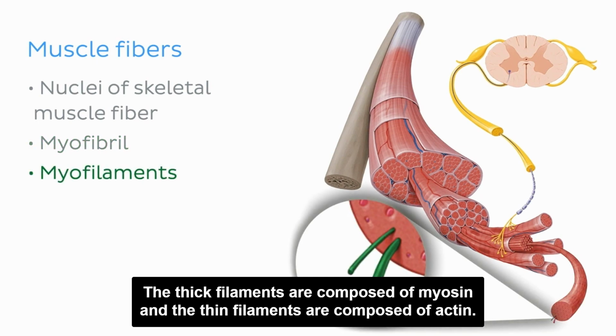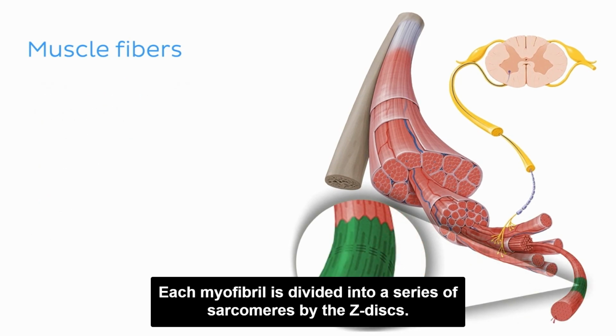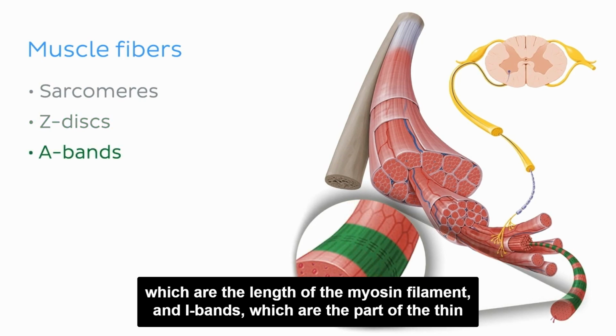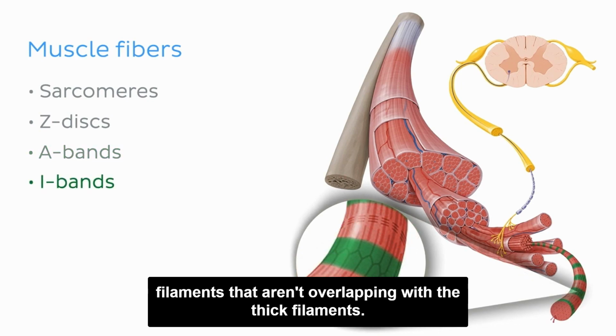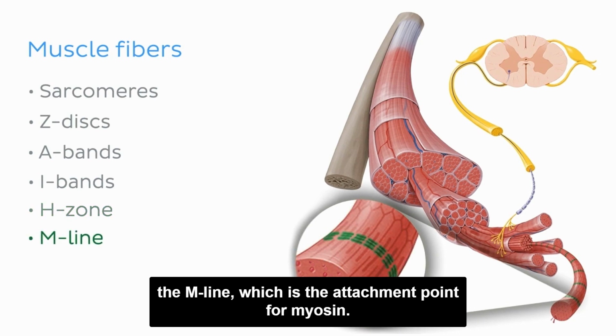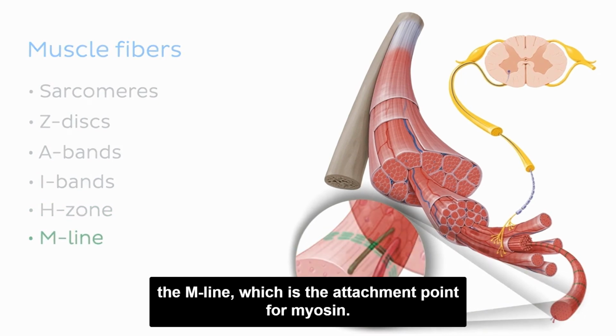The thick filaments are composed of myosin, and the thin filaments are composed of actin. Each myofibril is divided into a series of sarcomeres by the Z discs. Sarcomeres are the contractile units found in skeletal muscle and consist of A bands, which are the length of the myosin filament, and I bands, which are the part of the thin filaments that aren't overlapping with the thick filaments. We then saw the H zone, which is the region of the A band not infiltrated by actin, and the M line, which is the attachment point for myosin.